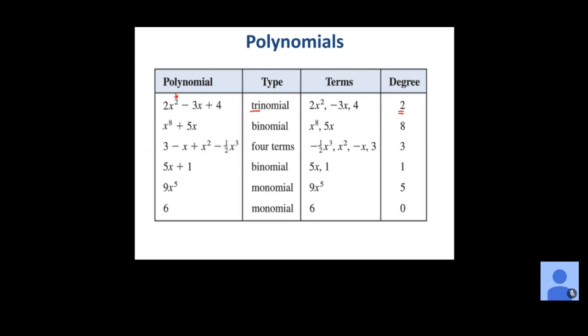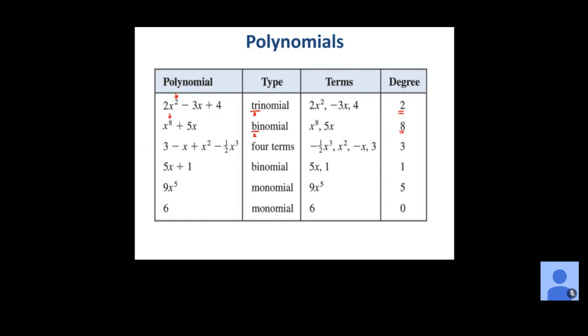The next one here is what we call a binomial, bi meaning 2. Okay, and so we have 2 terms, the x to the 8th and the 5x. And in this case, the degree is going to be 8 because, again, we look at our highest exponent on our variable, and that's how we get the degree of that polynomial.